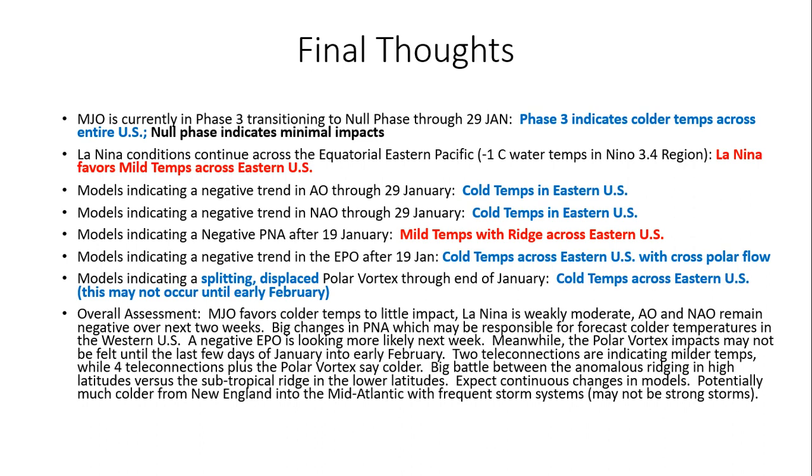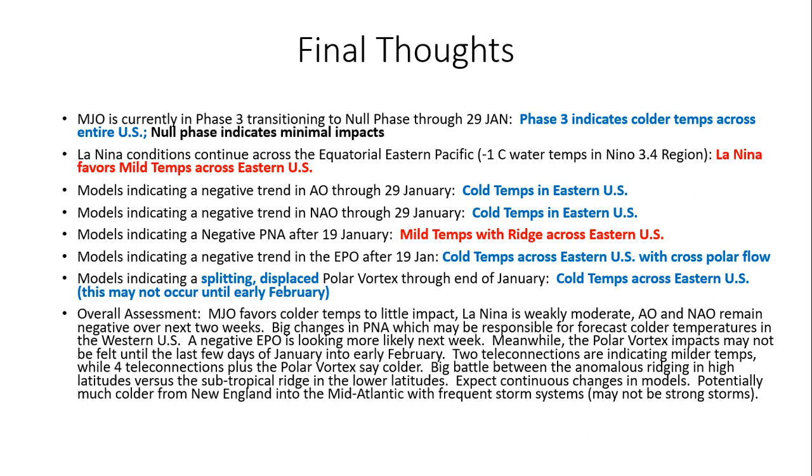Overall assessment: the Madden-Julian Oscillation, MJO, favors colder temperatures across the entire U.S. in phase 3. But as it goes to the null phase, we'd expect very little impact. The La Nina remains weakly moderate at a minus 1 degree Celsius departure from normal for the water in the Eastern Pacific. The AO and NAO remain negative over the next 2 weeks, and they have been negative for quite some time, going back to December. Really persistent negative. Now there are big changes in the PNA. That may be responsible for the forecast of colder temperatures in the western U.S.